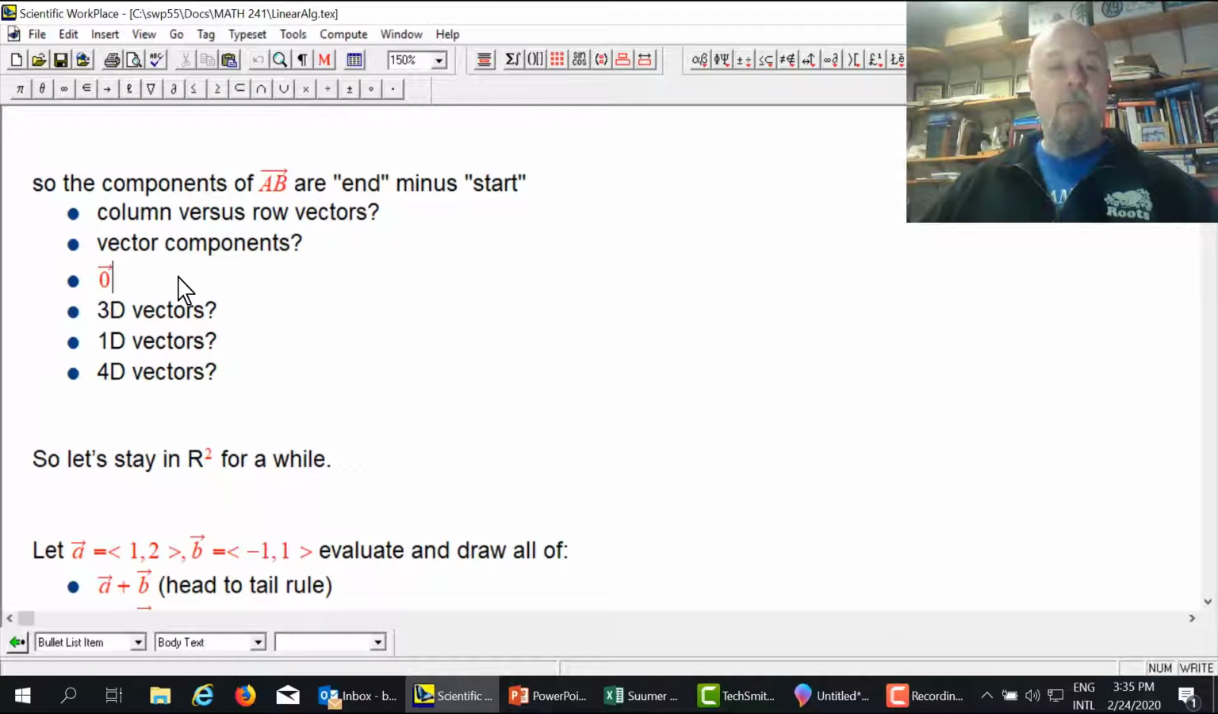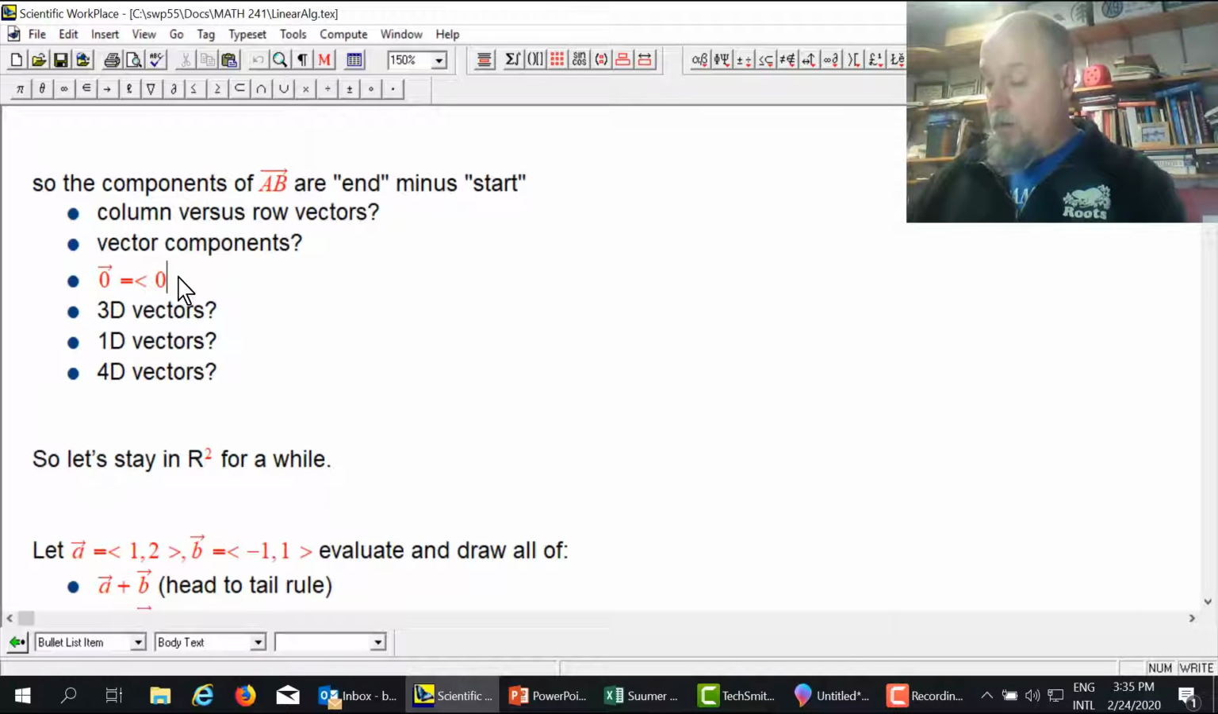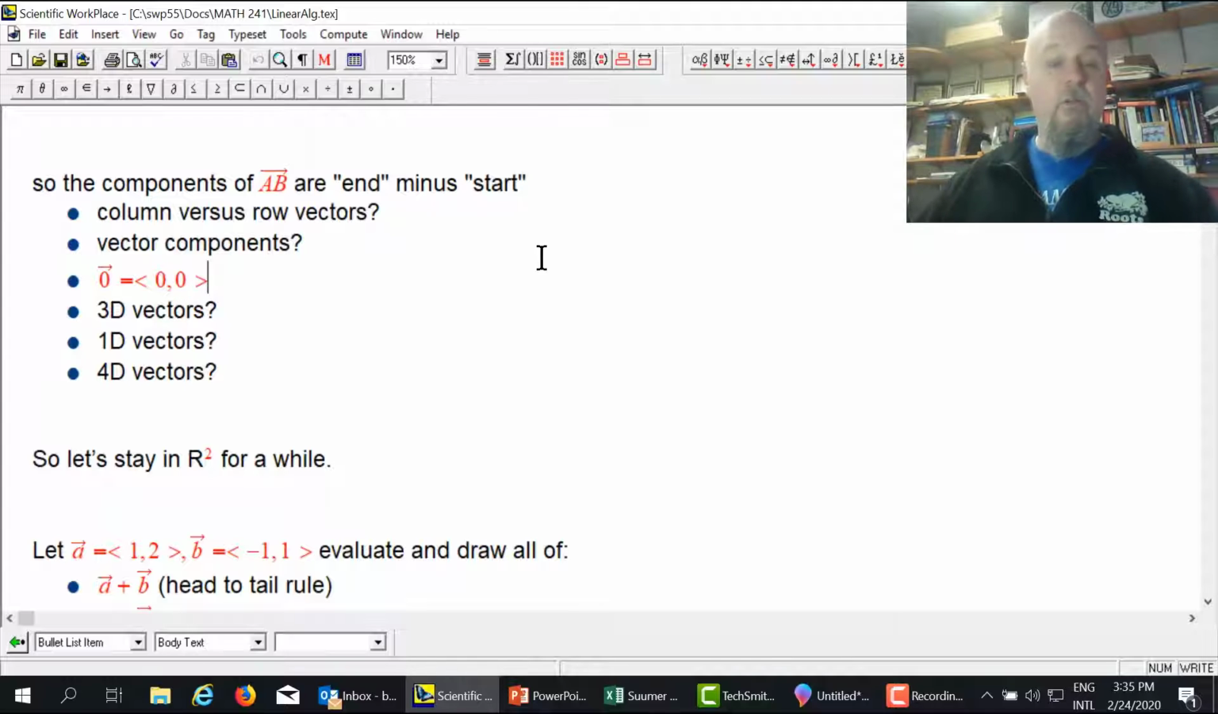What's the zero vector? Well, the zero vector is just a vector where all the components are 0. How long is the zero vector? 0. Where does the zero vector point? I don't want to say. I don't know yet. We're not sure about that.